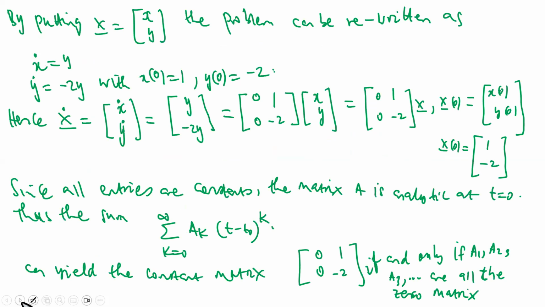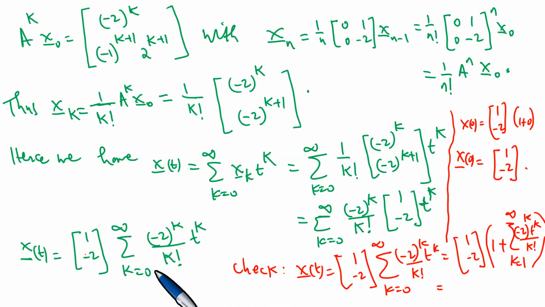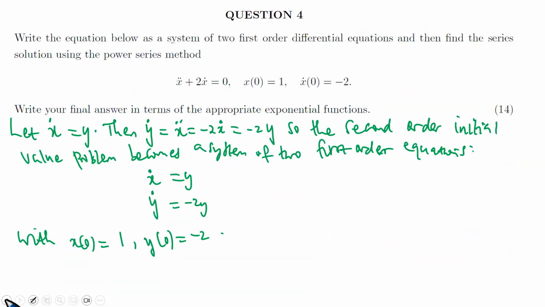So we've checked that the actual solution itself is consistent with the initial value of the problem. And therefore, this is the solution that we got by using the power series method. And the question was, we're just concluding: write the equation below as a system of two first-order differential equations. We wrote them first order.